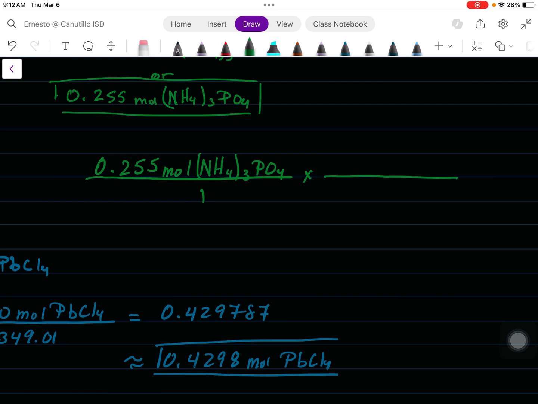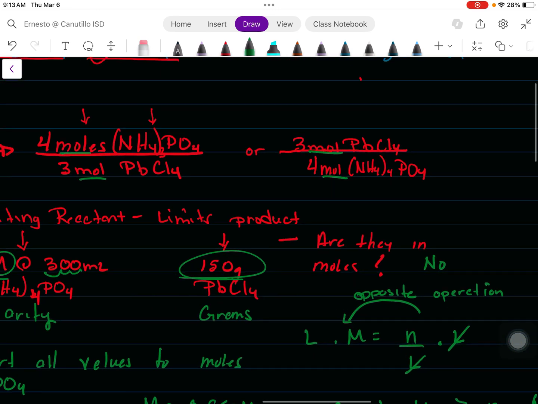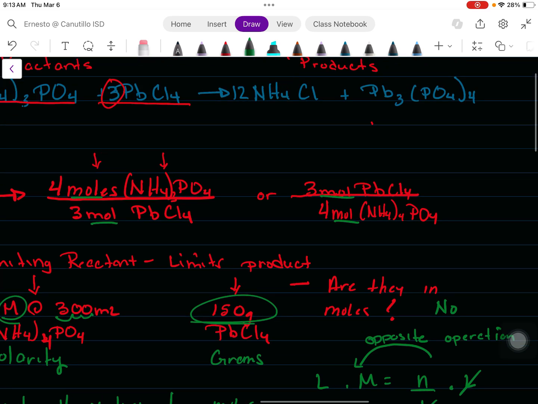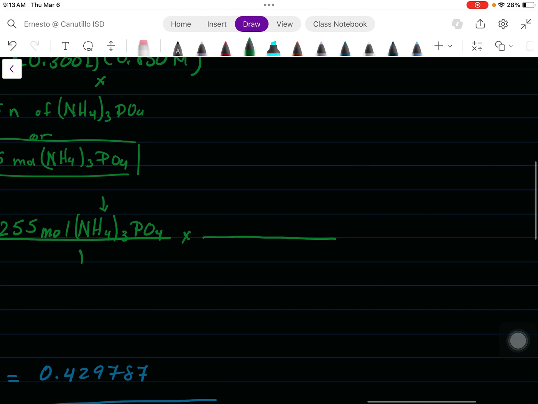I need to pick the correct mole ratio. I want the mole ratio that's going to have moles of ammonium phosphate at the bottom. So let's go back up and take a look at our mole ratios. They're right here. Which one has ammonium phosphate at the bottom? The answer is this one, right? That's why I write both, so it doesn't matter which one I pick, I have my mole ratios ready. So we're gonna take that mole ratio and we're gonna write it right here.